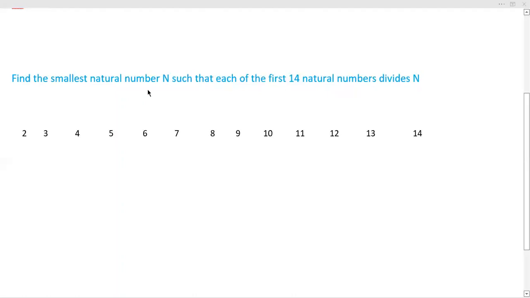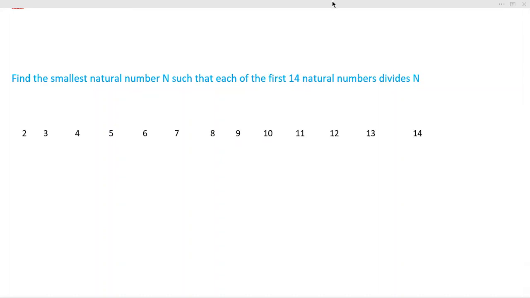Got one that should be fairly brief. I think it's not a super challenge, but it's fun nonetheless. And what I'm going to try to do is just construct the smallest natural number that meets this criterion. And the criterion is that each of the first 14 natural numbers must divide n, capital N here.